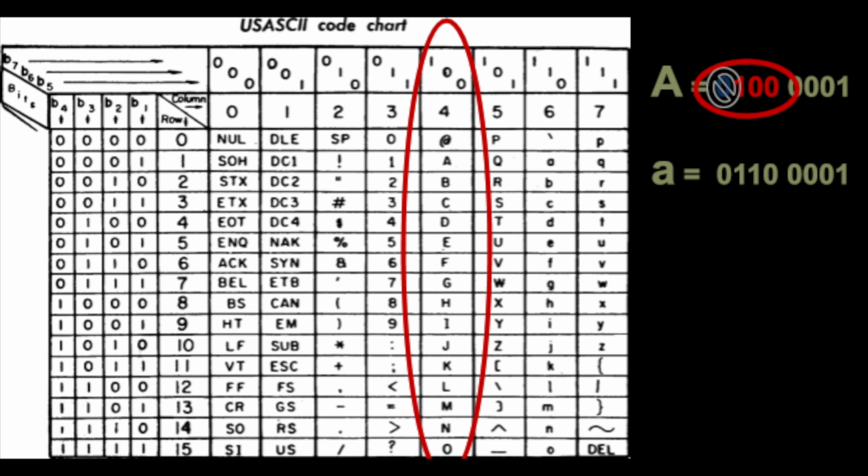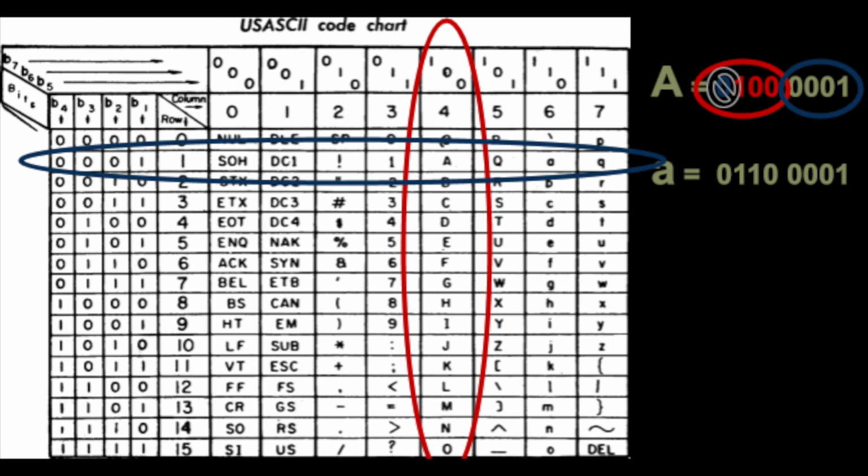What you're looking for here across the top is the 100 to denote that you found the right column. Then you look down the rows for the 4 least significant bit combination. Drawing at the intersection of the row and the column, you can see that our letter A resides at 100001.